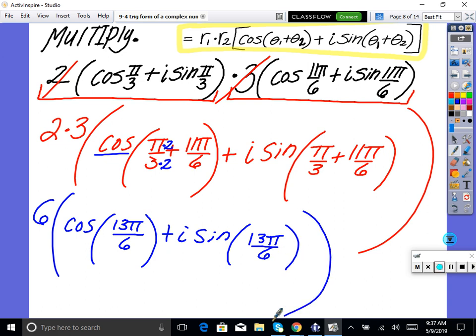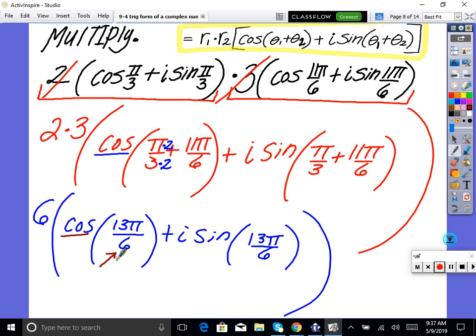So now we're going to go through. Now, if they want the trig form as an answer, aren't we done? But I think they want us to write it out in a plus bi form. So all we do now is actually calculate that. So what is the cosine of 13 pi over 6? Look at your unit circle and locate 13 pi over 6.